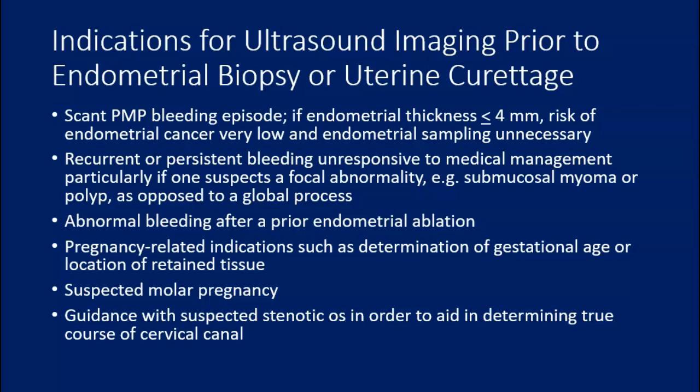Abnormal bleeding after a prior endometrial ablation is also a reason to do an ultrasound, because it may be difficult for you to locate where the bleeding is because of the disruption of the endometrial cavity. Certainly, pregnancy-related indications such as determination of gestational age or location of retained tissue are also a reason to do ultrasound prior to any curettage procedure.